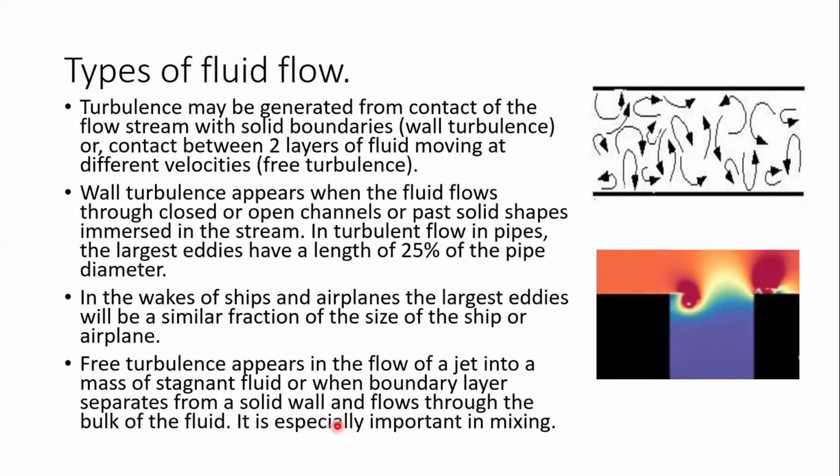So we can also consider, okay, that's very good. So we are seeing here that turbulence may be generated from contact of the flow stream with solid boundaries. We call that wall turbulence. Or contact between two layers of fluid moving at different velocities. We call that free turbulence, right? So what we see over here in the animation, for example, is wall turbulence. We can see that there are solid boundaries and it's causing some kind of turbulence flow in the fluid.